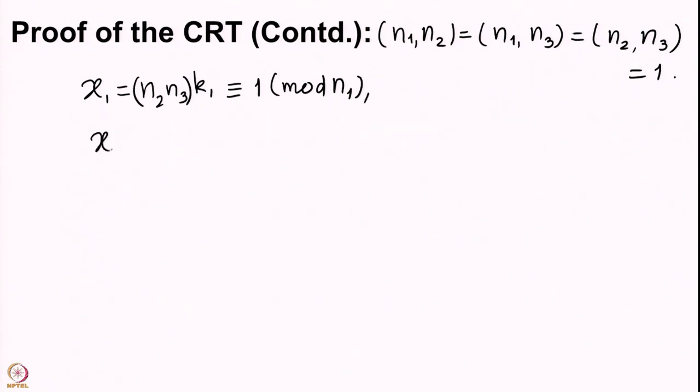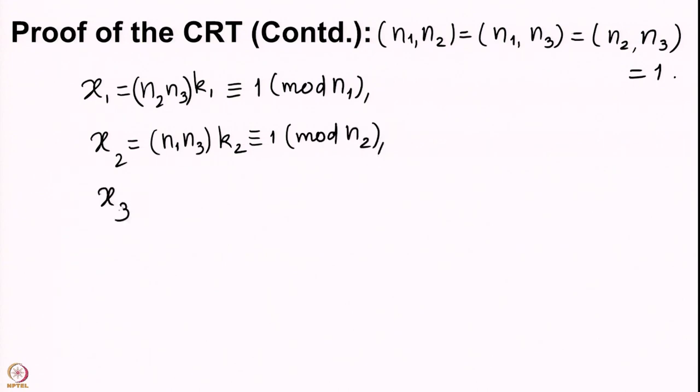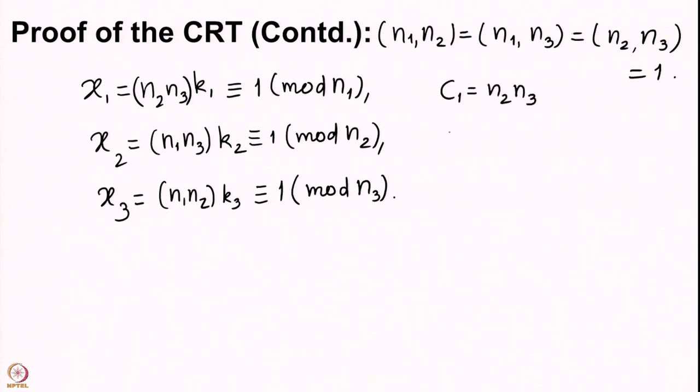Then we look at x2, which is n1 n3 k2, because we would have that x2 is 0 mod n1 and 0 mod n3, but 1 mod n2. So x2 is divisible by n1 and n3. So we have x2 to be n1 n3 k2 congruent to 1 mod n2. And finally, we will solve for x3 to be n1 n2 k3, which we ask to be congruent to 1 mod n3. So all these numbers that we have in the bracket, call c1 to be the product n2 n3, c2 to be the product n1 n3 and c3 to be the product n1 n2.